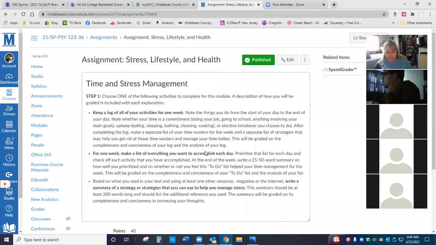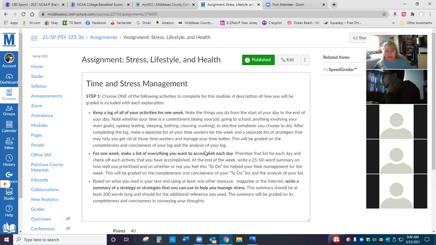So you have to talk about your priorities and your time management. That's option number 2. Option number 3 is, based on what you read in the book, you're going to find another resource. You have to find a second resource, and you're going to write about how you can learn to manage your stress. So you have to write at least 200 words and cite the additional reference that you used.